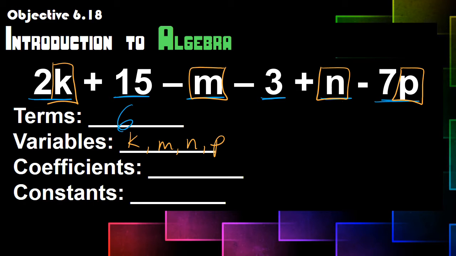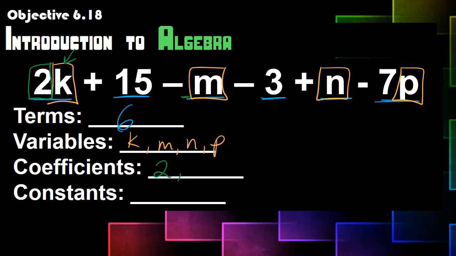Now let's go ahead and list out our coefficients. These are the numbers that we're going to multiply the variable by. They're before the variable. So here we have k, the variable, and the coefficient is 2. We have m. We know that any number multiplied by 1 gives us that number. So we have m.